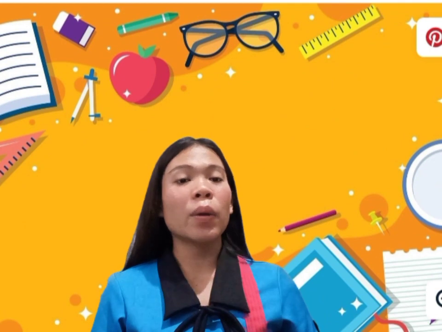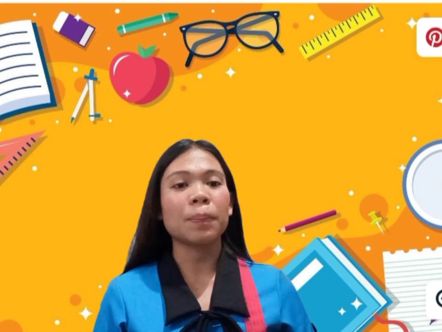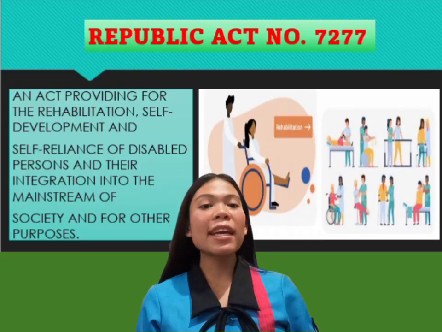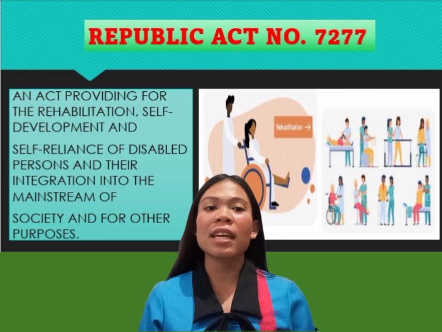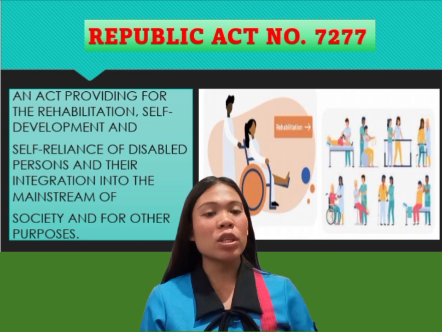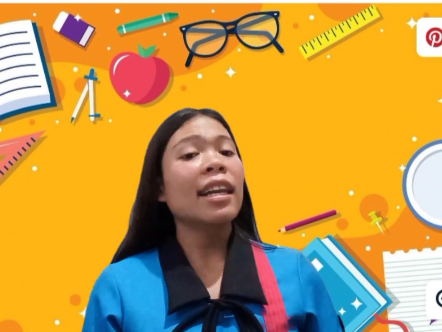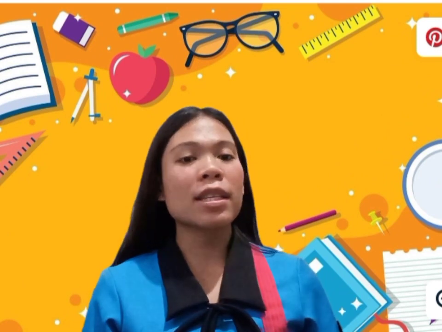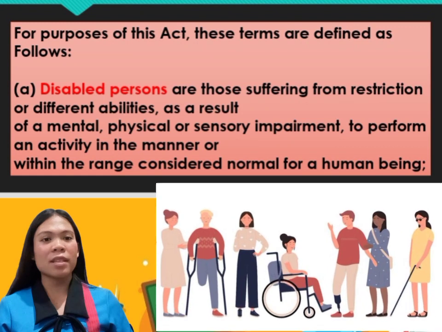And now let's continue on the next Republic Act, which is number 7277. Republic Act number 7277 is an act providing for the rehabilitation, self-development, and self-reliance of disabled persons and their integration into the mainstream society and for other purposes. To deeply understand this Republic Act, let us first define the following terminologies. First is, what is disabled persons?